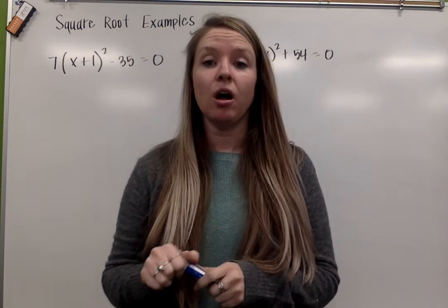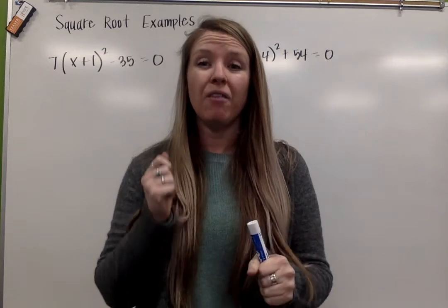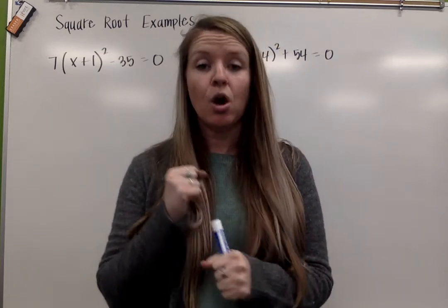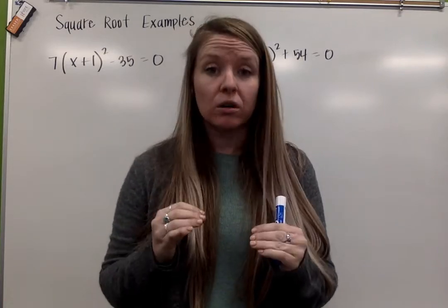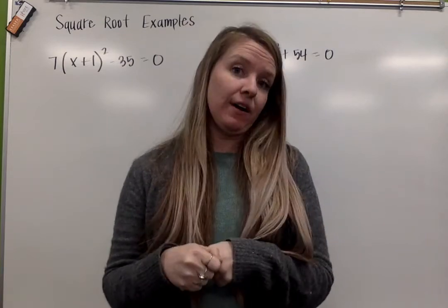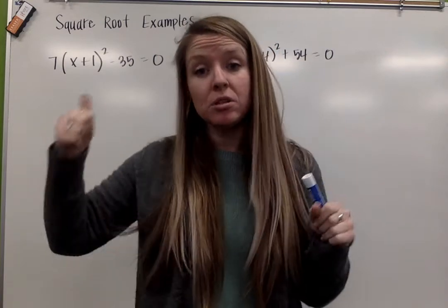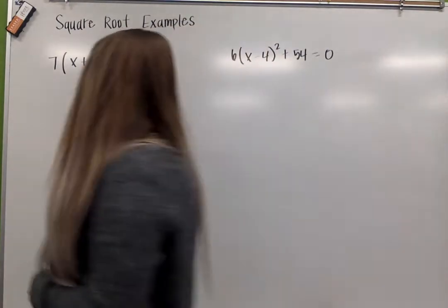Now that we know how to solve using our square root method, I'm just going to show you a couple of harder examples here. With these examples, the only thing that's harder is really the order of operations. In what order do we isolate our variable? So I've got two examples. I'll work through one, hit pause, try the other, see how you're doing.